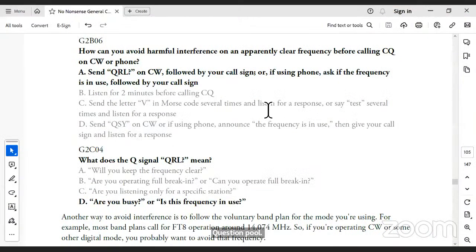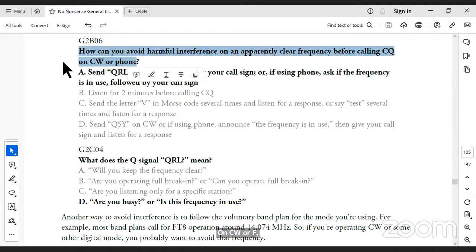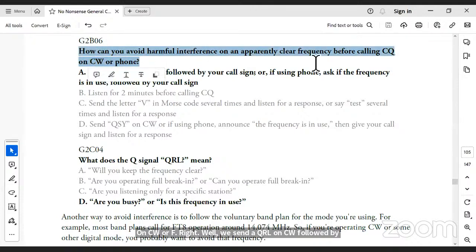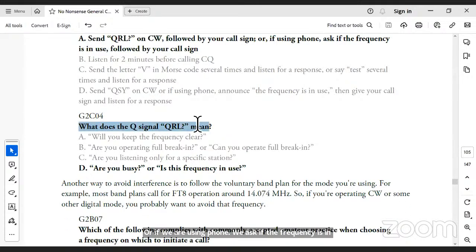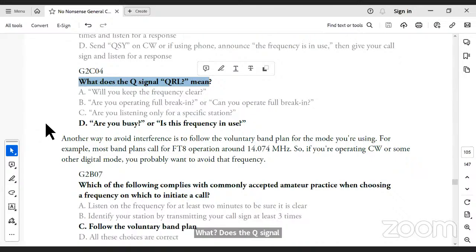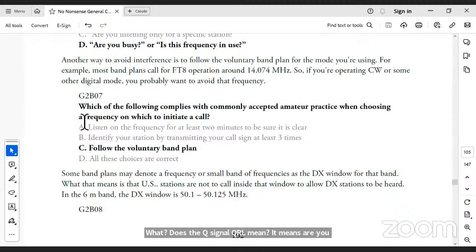All right, let's go see how quick we can speed through these questions. How can you avoid harmful interference on an apparently clear frequency before calling CQ on CW or phone? Well, we send a QRL on CW followed by a call sign, or if we are using phone, we ask if the frequency is in use followed by a call sign. Next question in the question pool. What does the Q signal QRL mean? It means, are you busy, or is this frequency in use?